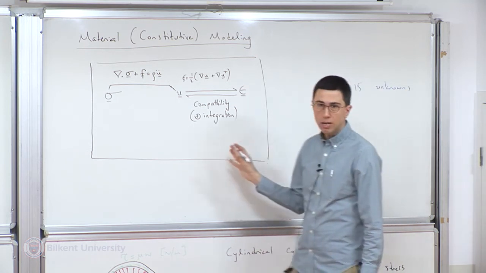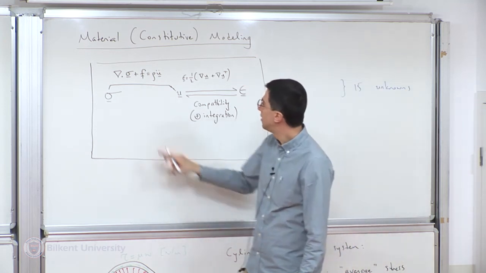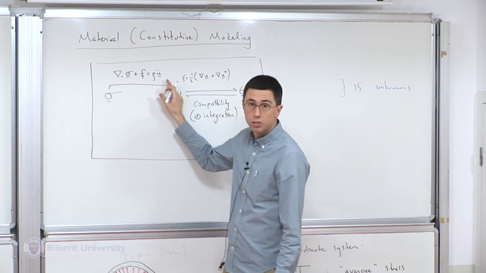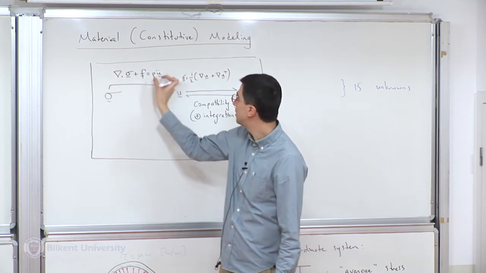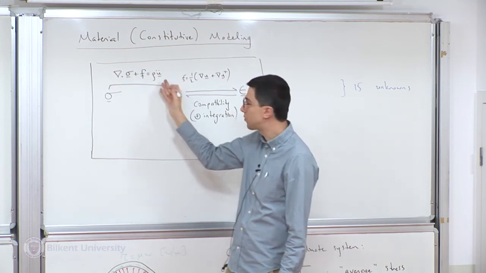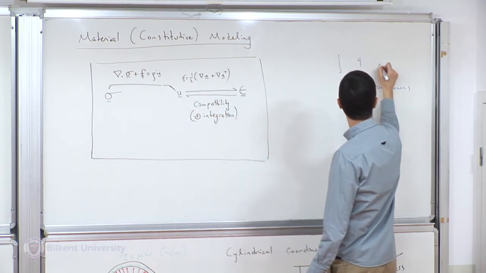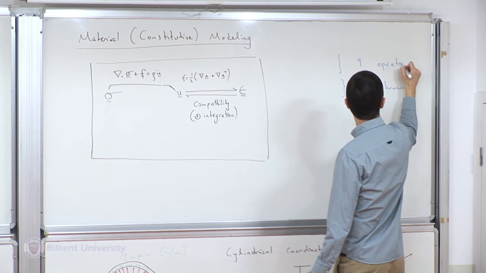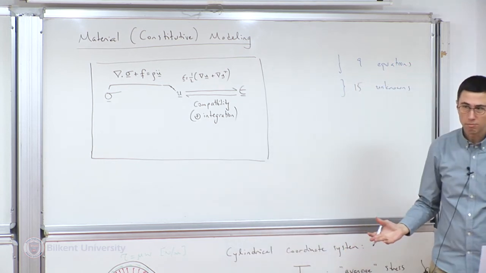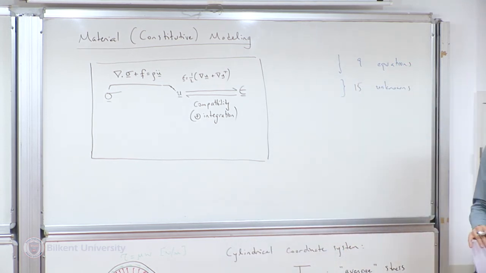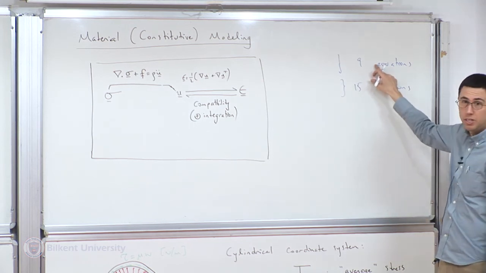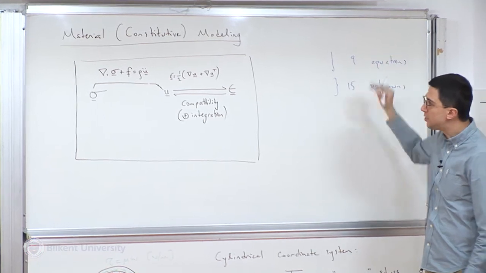Okay? And now I count the number of equations that I have. 3 equations, right? This left-hand side is a vector, right-hand side is a vector. So 3 equations. 6 there, so 9 equations. Obviously, I don't have enough equations for these unknowns. I am short of 6 equations. So I need 6 more equations.